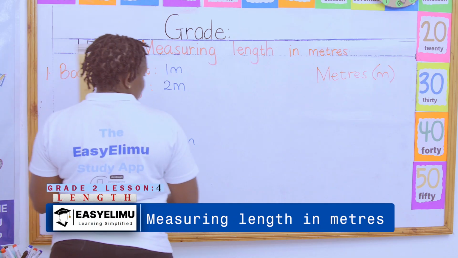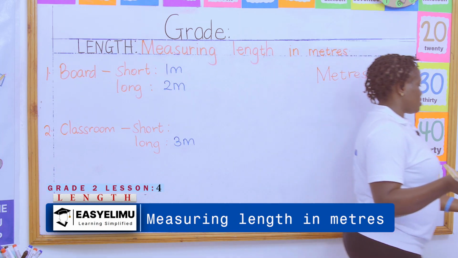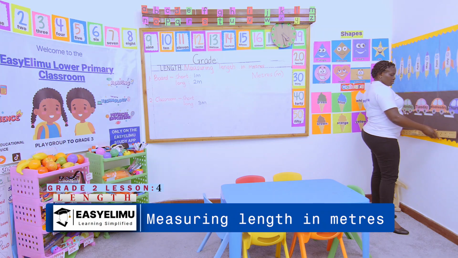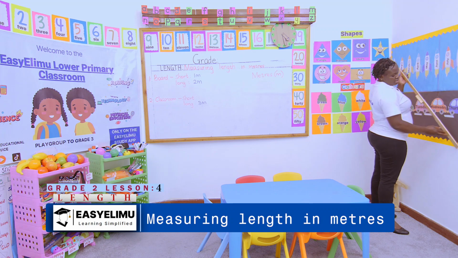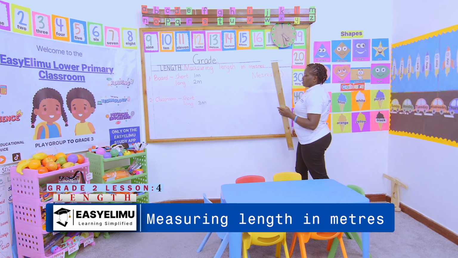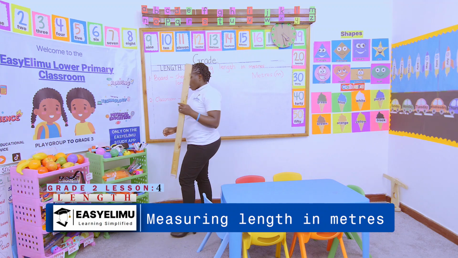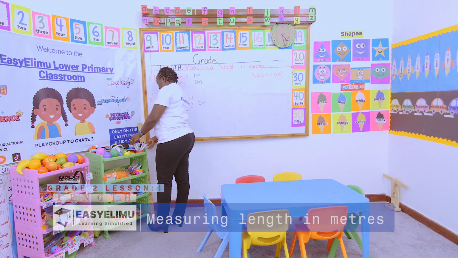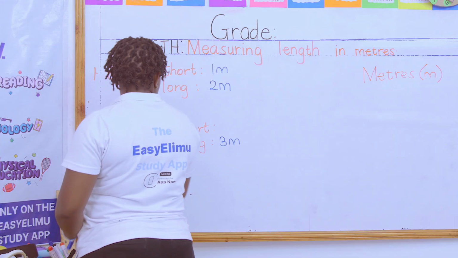What of the short side of the classroom? 1. Then this one is just halfway. So we are saying approximately 1, approximately 1 meter.